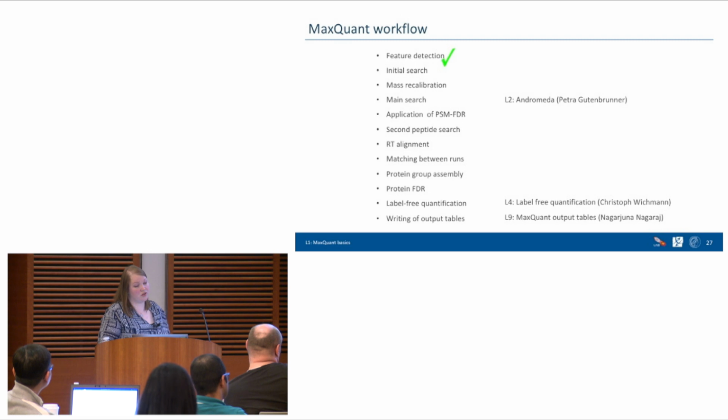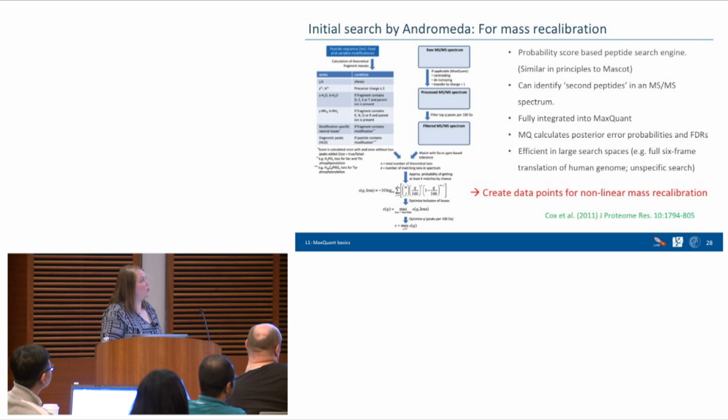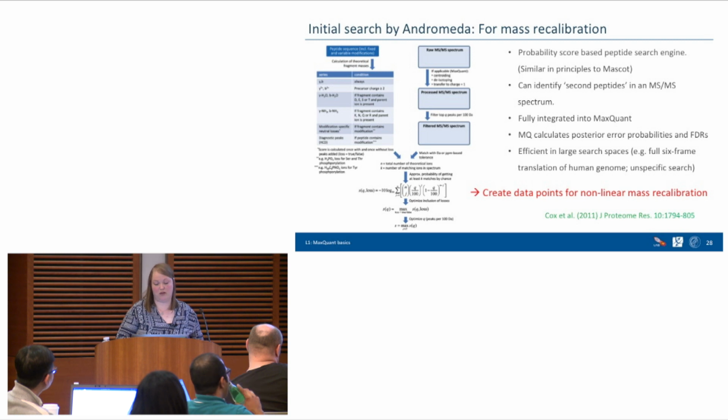Here is the initial search, and this is again just for the purpose of collecting recalibration points to do the mass recalibration. To give you a quick outline, for this we use the integrated database search engine Andromeda. It's similar to MaxQuant, but additionally it can also identify second peptides. It has individual peptide mass tolerances, and as I said, it's fully integrated into MaxQuant. It also controls the false discovery by calculating posterior error probabilities based on the target decoy approach.